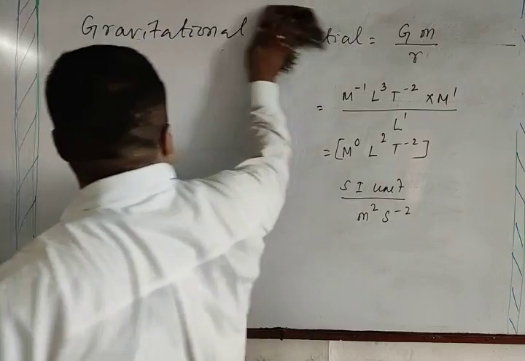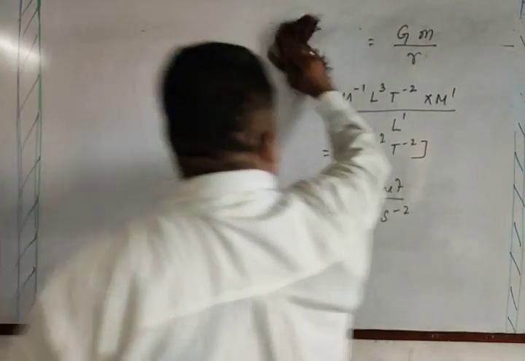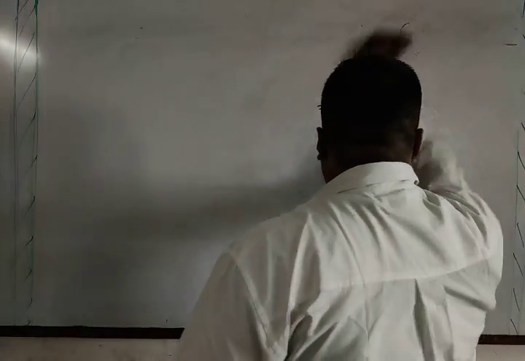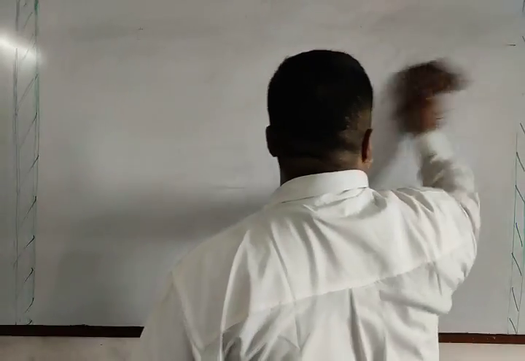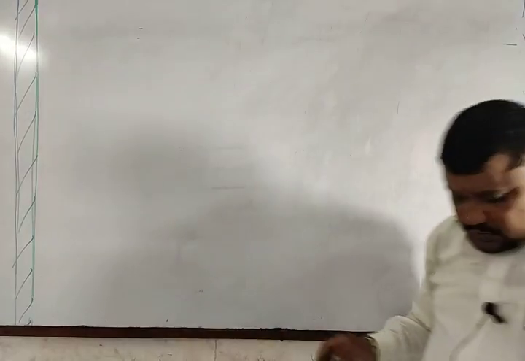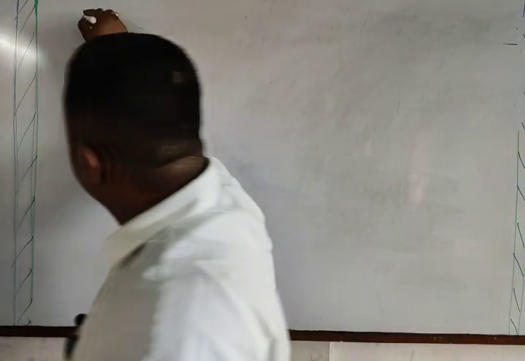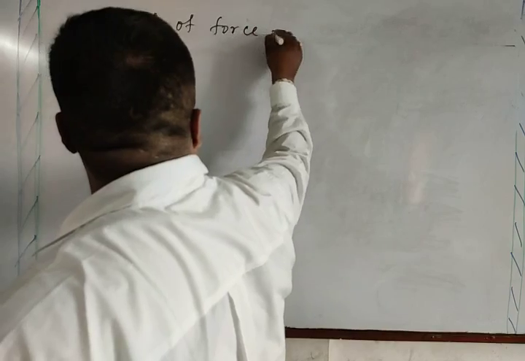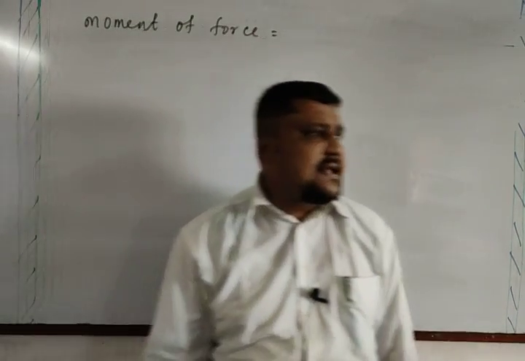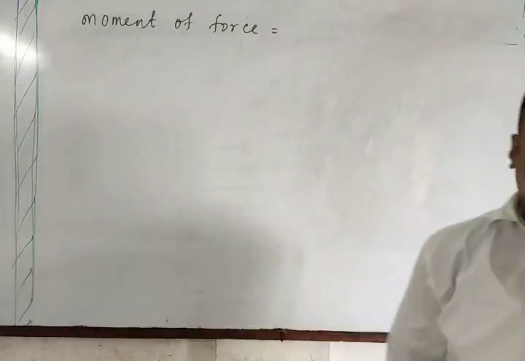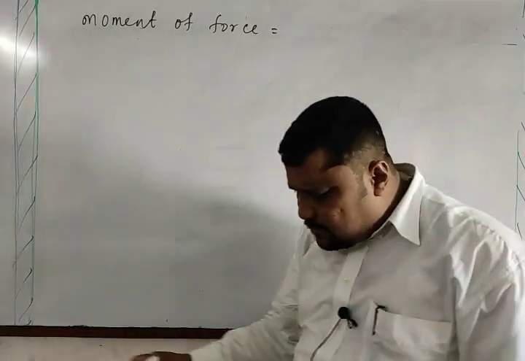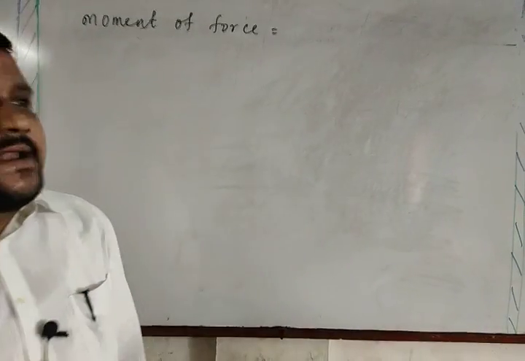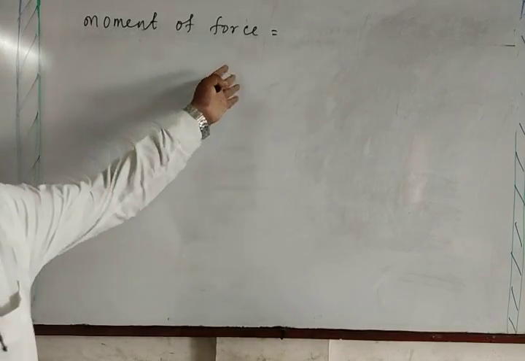Next, we will go to another physical quantity, that is the moment of force. What is this moment of force? You can also call it torque. It is the force acting on the body when the body is in rotational motion. Suppose I am rotating about an axis, the force acting on me is called the moment of force.